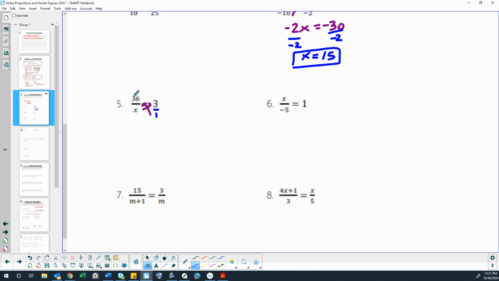So on one side I'll have 1 times 36, and on the other side I'll have 3 times x. Now it doesn't matter which side I write which number. I could write 36 equals 3x, or I can write 3x equals 36. It does not matter which way I do it. The important thing is for this problem that even though I didn't have a fraction, I can turn it into a fraction by putting it over 1, and then I can still do my same cross multiplying process. So now my last step is to divide by 3, and then 36 divided by 3 is 12. So the value of x that makes this proportion true is 12.